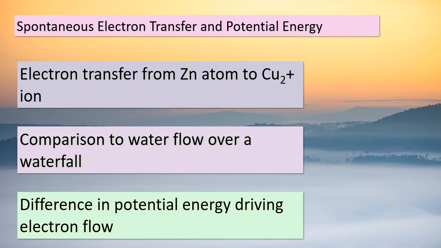Just like the flow of water over a waterfall, there's a remarkable comparison here. Water naturally flows over a waterfall due to the potential energy difference between the top and bottom. Similarly, electrons flow through an external circuit from the anode to the cathode in a voltaic cell because of a difference in potential energy. The anode holds higher potential energy for electrons compared to the cathode. This causes electrons to flow spontaneously towards the electrode with the more positive electrical potential. As we journey further, we'll uncover more about the fascinating world of electron transfer and potential energy interactions.